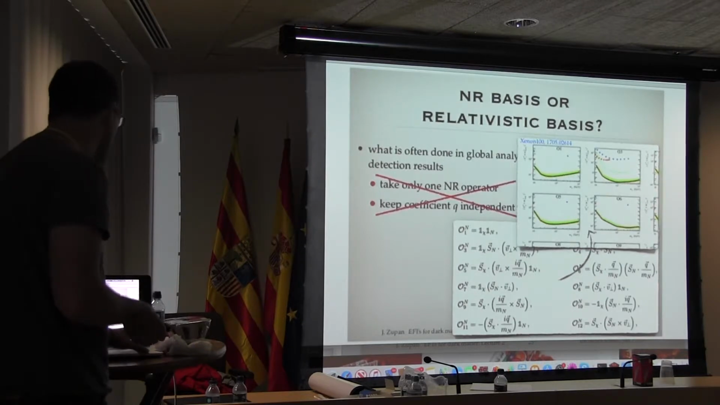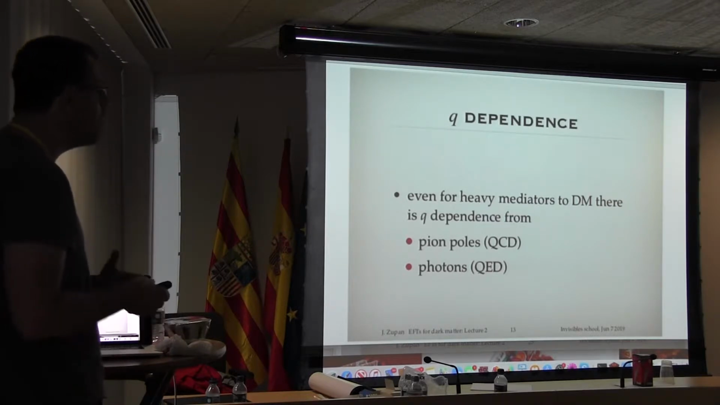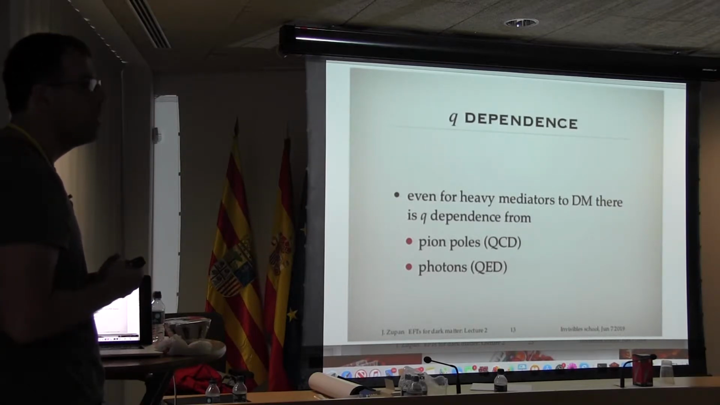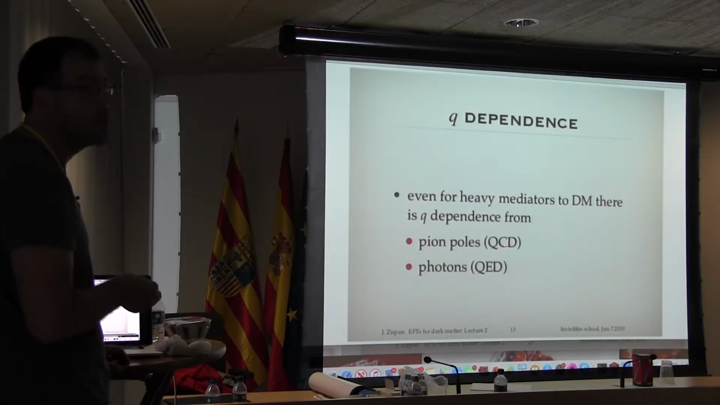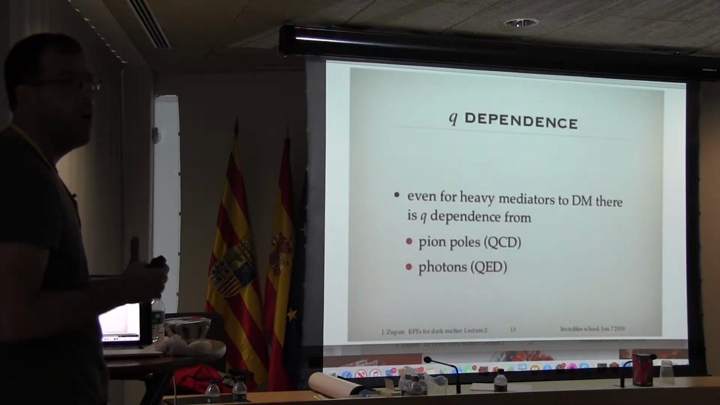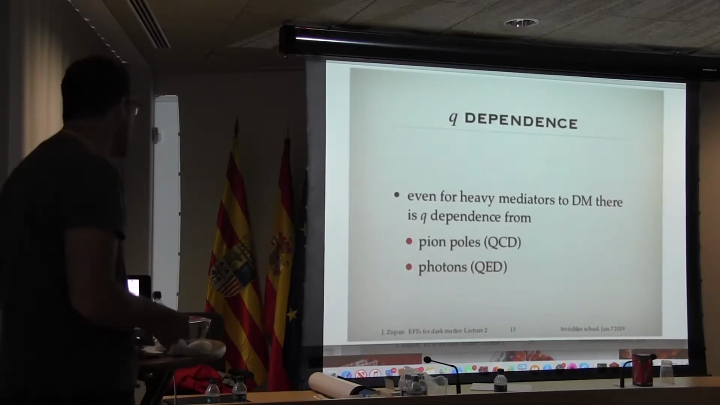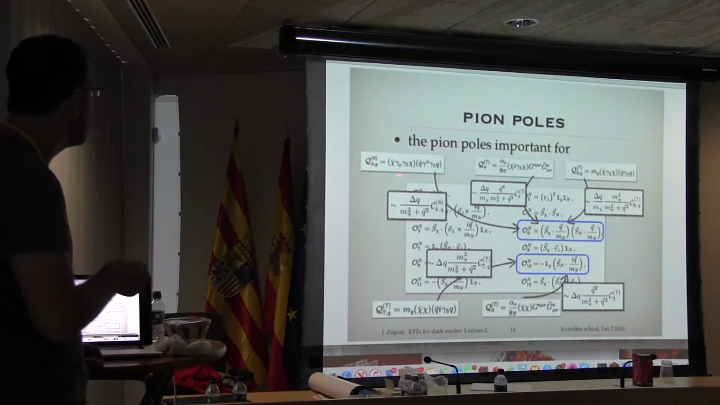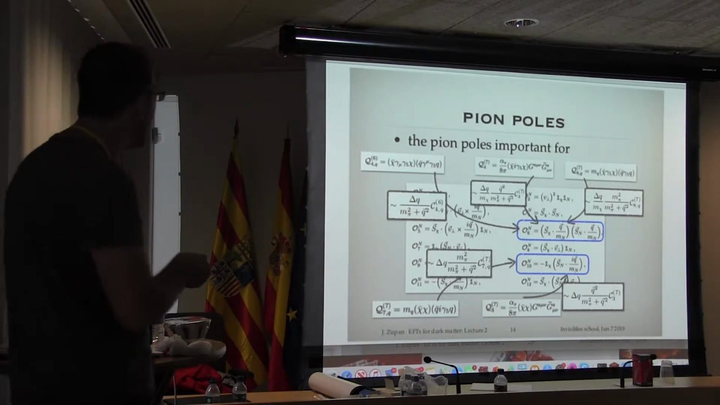The reason why we don't want to do this is that even if you have heavy mediators that are integrated out, so they're much heavier than the QCD scale, you still have a Q dependence which is coming from the pion poles and from the exchange of the photons. However, we do know how this Q dependence looks, so we can just take it into account. All right, so first the pion poles. They enter in the matching of many of these relativistic operators.